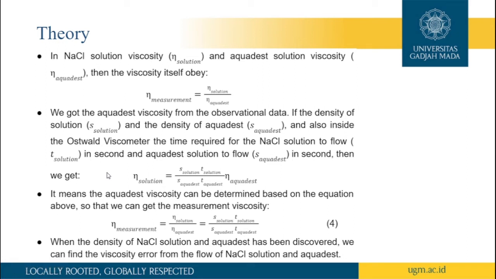So the viscosity of the solution is equal to the density of the solution times the flow time of the solution, divided by the density of the aqueous times the flow time of the aqueous, and multiplied by the viscosity of the aqueous. It means the aqueous viscosity can be determined based on the equation above, so that we can get the measurement viscosity in equation number 4. When the density of the natrium chloride solution and aqueous has been discovered, we can find the viscosity error from the flow of natrium chloride solution and aqueous.